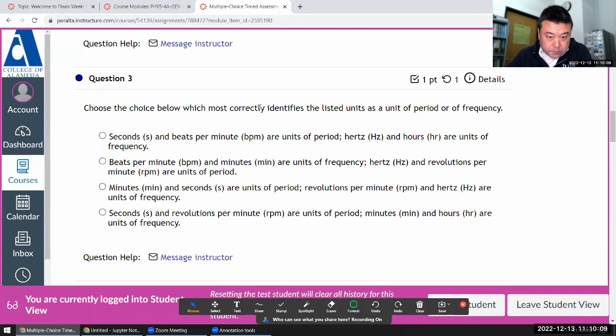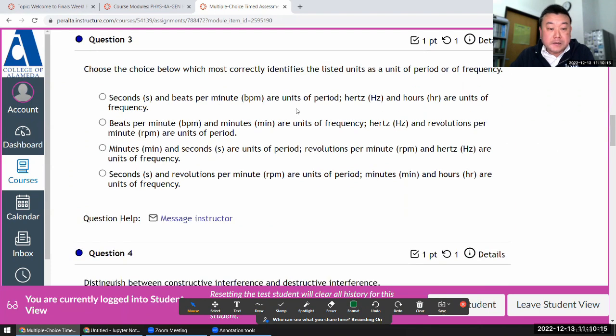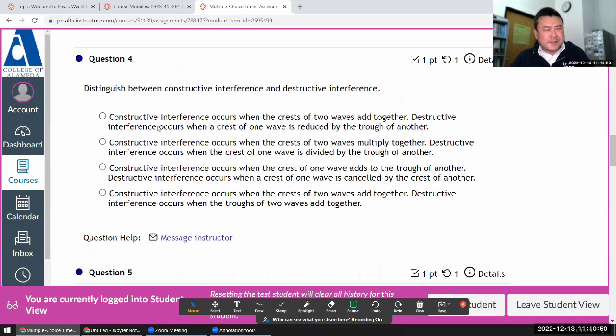Choose the choice below which correctly lists units of period or of frequency. Okay, this might also be dynamically generated. Seconds and beats per minute are units of period? No, one is a frequency. So no, beats per minute and minutes are no. The first one is, the second one is a unit of period. Minutes and seconds are units of period. Okay, good. Revolutions per minute and hertz are both units of frequency, some kind of frequency. And just double checking the last one, this one is wrong because both are units of period. I'm pretty sure that's dynamically generated.